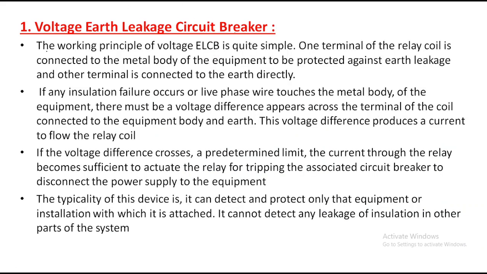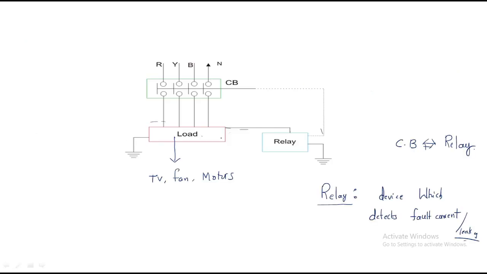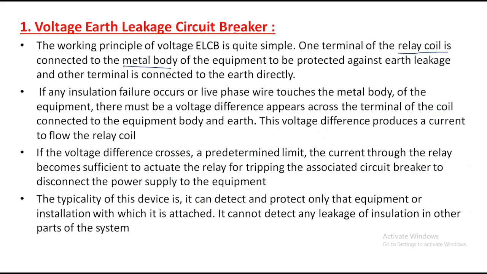The working principle of the voltage earth leakage circuit breaker is quite simple. One terminal of the relay coil is connected to the metal body, which means the load. Look here. One terminal of the relay coil is connected to the metal body, which is nothing but the load to be protected against the earth leakage, and the other terminal is connected to the other side.